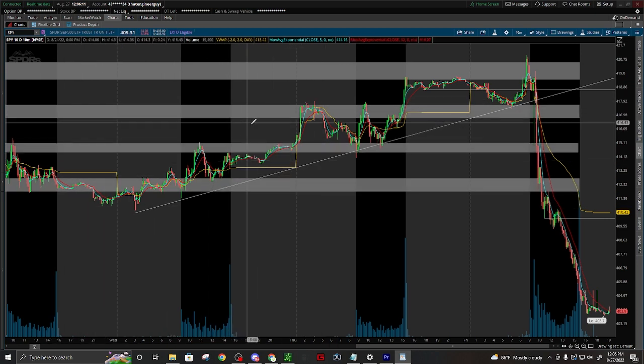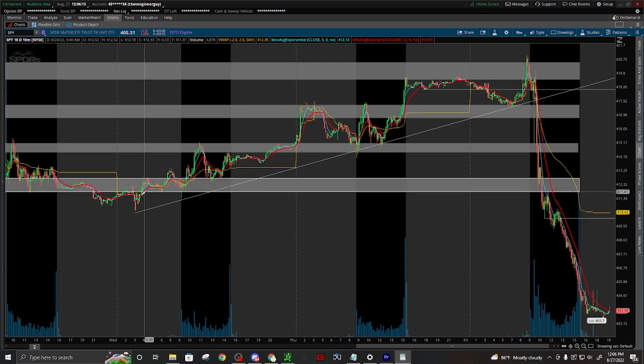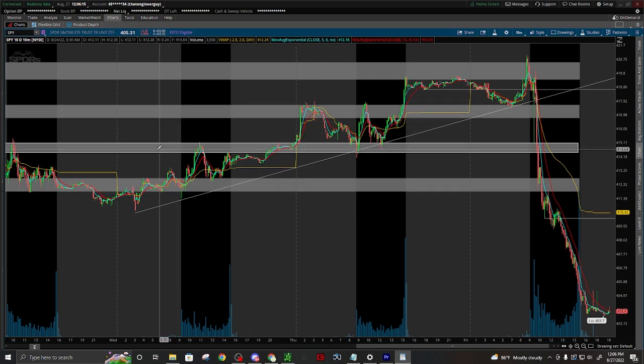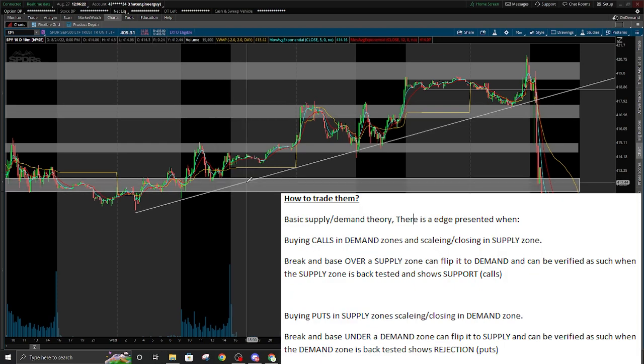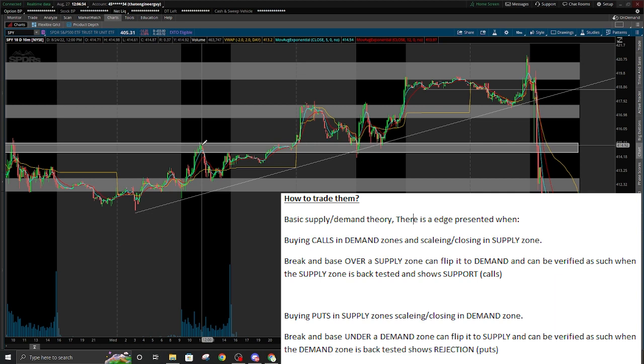But like I said, if you dig this stuff, we can do another video and dig into it a little bit deeper and touch on that too. But on a basic level, this is how demand and supply zones work. So when we're in a demand zone that's validated, you would go for calls. And the goal, the first price target at least, would be to sell in supply.